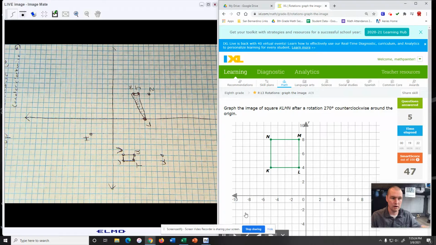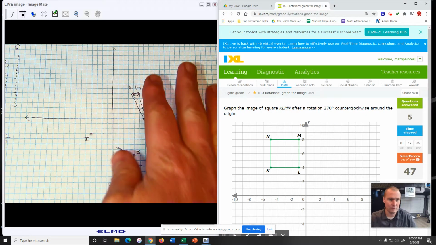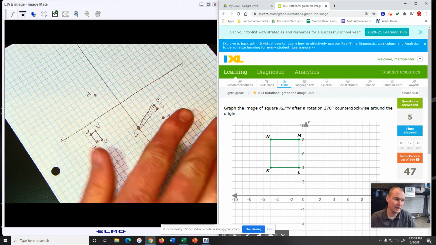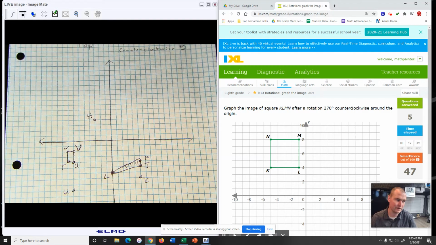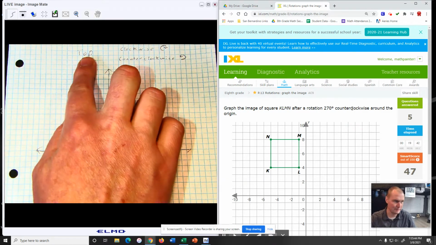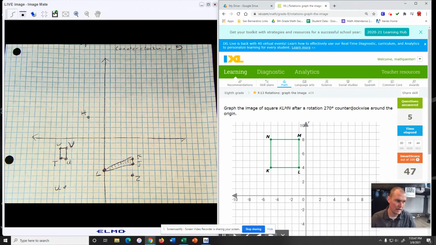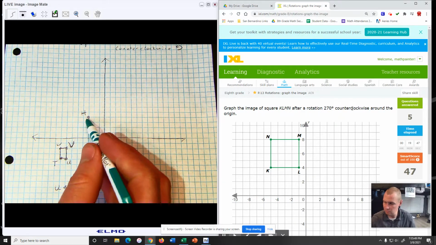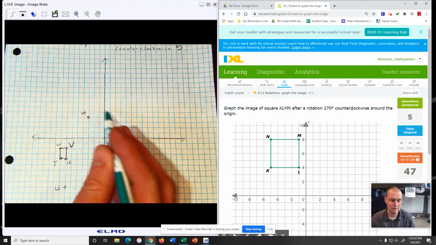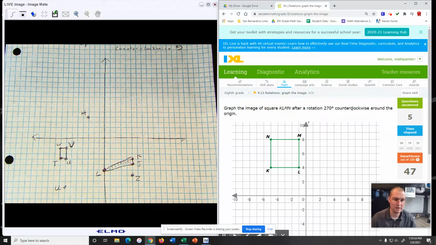Now, we're going to graph the image of square KLMN after a rotation of 270 degrees counterclockwise. So with that being said, I'm going to reset my graph paper. Okay, so I've got the top on top. It's ready to go. And notice that H might be a little bit in the way of my new square, but it's not going to bother me because I'm not using H anyways. We're using K, L, M, and N.